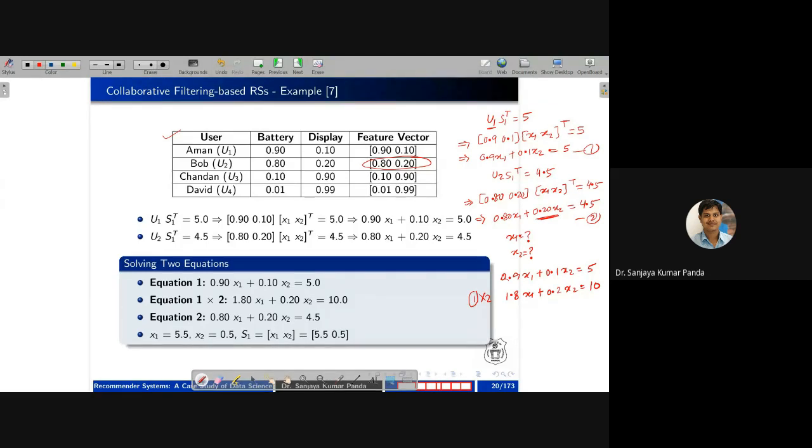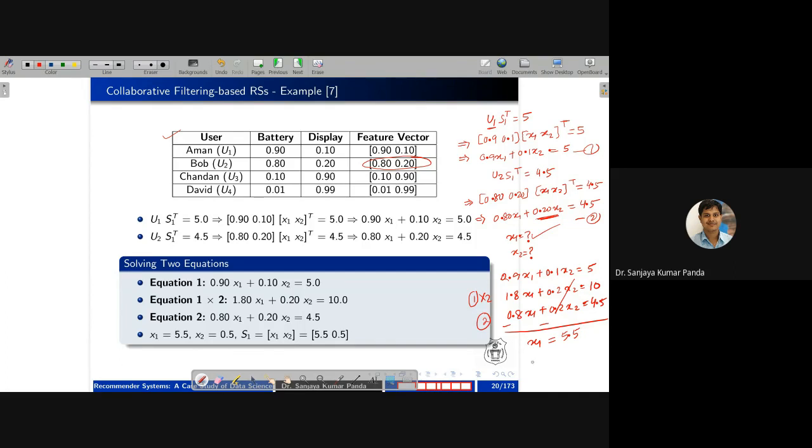If I take equation 2 as it is, then it is 0.8 x1 plus 0.2 x2 is equal to 4.5. So if you subtract it, 1.8 minus 0.8 is x1 only. These two will cancel out, is equal to your 5.5. So now you know the x1 value is 5.5. If you put this x1 value in one of the equations, then you will get the value of x2.